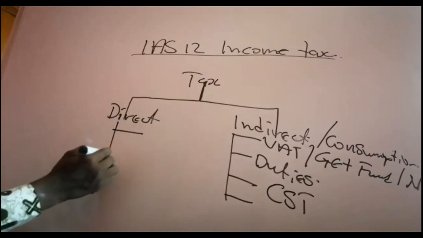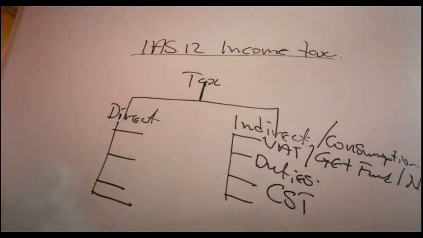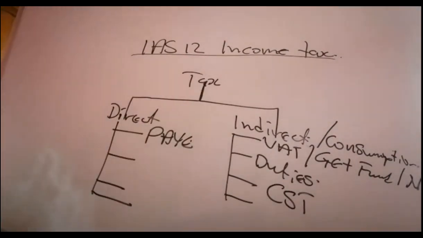Now let's give examples of direct taxes. Here, the direct tax is on income. It's not on consumption. It's what you've earned. It's not on what you've consumed. So with the direct tax, it's on the income of a person or a corporation. Examples include one, the PAYE, pay as you earn, the personal income tax that you pay.